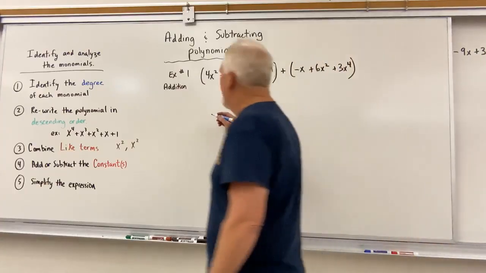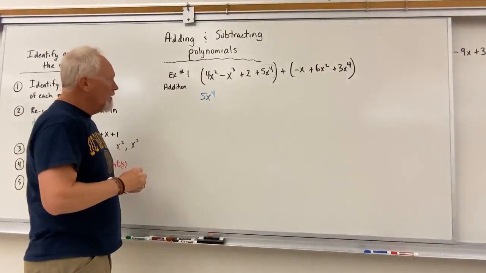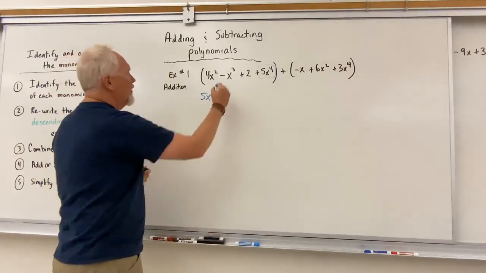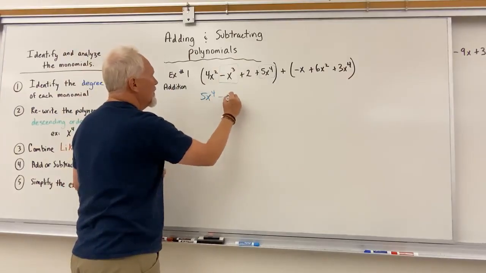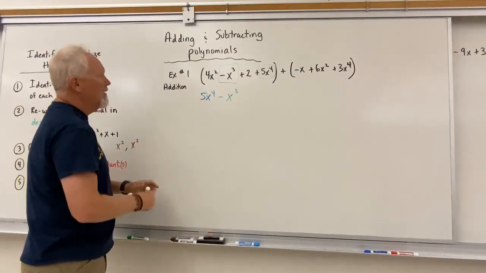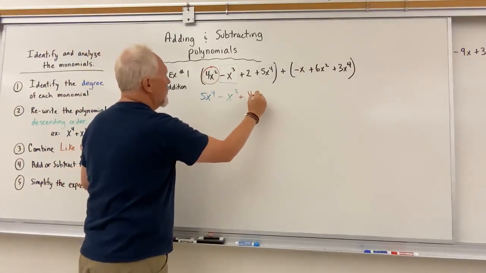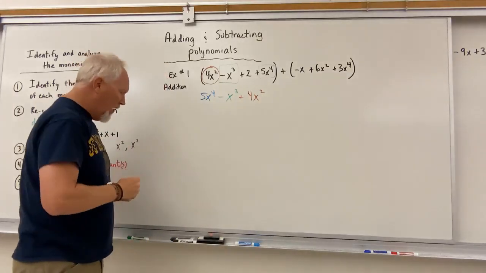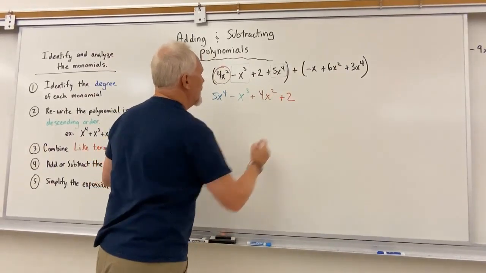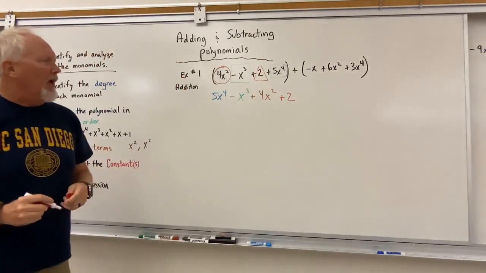So what I want to try and do is rewrite this in descending order. So we're going to go 5x to the fourth, okay? And then we want an x cubed, right? So we'll put that one over here in green, minus x cubed. And then we have another one that is x squared. So maybe I'll make that one a circle, plus 4x squared. And then the constant is plus 2. Okay, so I've got all those lined up.